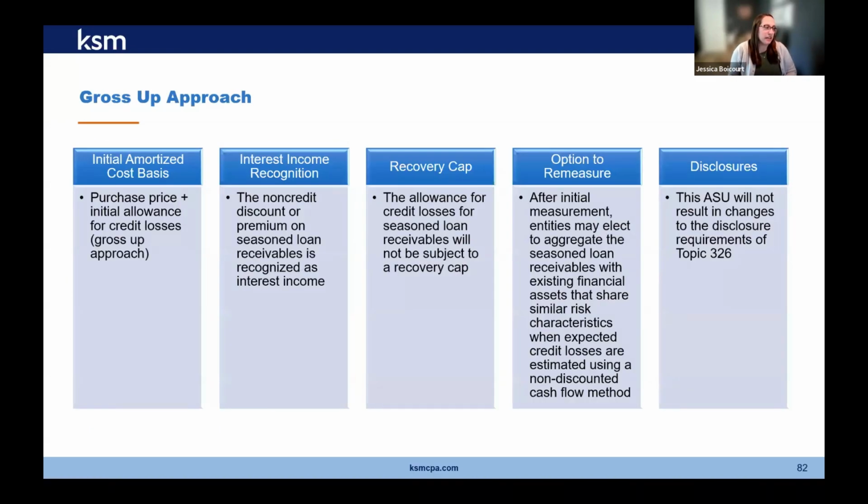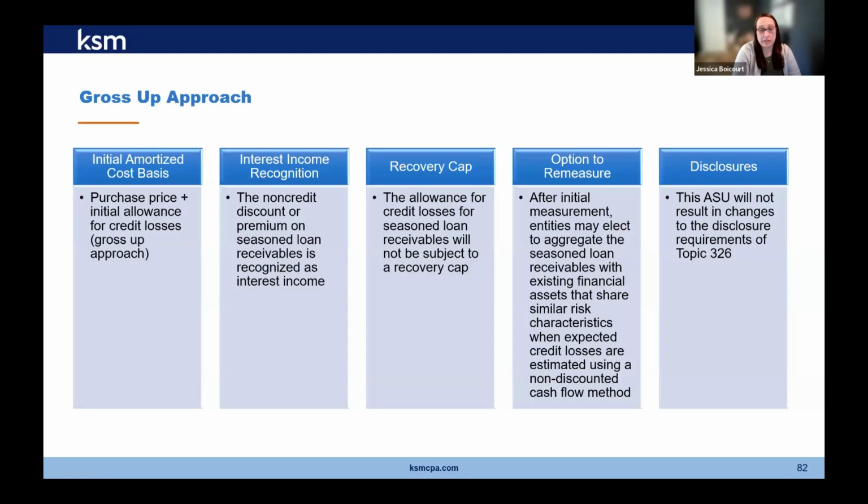This walks through kind of what that recognition is and what that gross up approach looks like. So there, it's initially recognized at the amortized cost basis, which is the purchase price plus the initial allowance for credit losses. It's not then recorded separately. For interest income, that non-credit discount or premium on any seasoned loan is recognized as interest income. The allowance for credit losses on those seasoned loans will not be subject to a recovery cap anymore. And then there is an option to remeasure if you elect to aggregate that seasoned loan with existing financial assets that have similar risk characteristics.